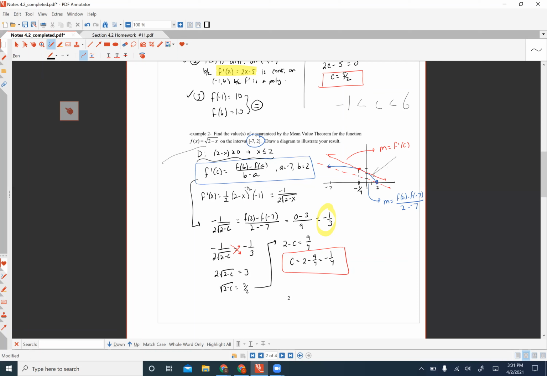Now what the mean value theorem says is that there's some point C. We see in this dashed line there, that's the secant line connecting -7 and 2. The mean value theorem says that there's some point C in the open interval -7 to 2 such that f prime of C is equal to the average rate of change, f of b minus f of a over b minus a. So that the instantaneous rate of change is equal to the average rate of change.